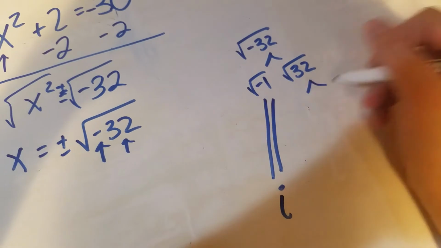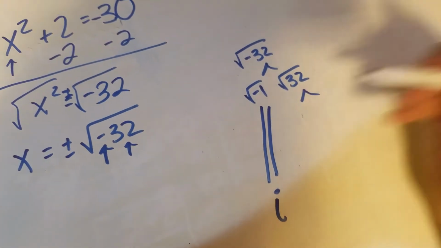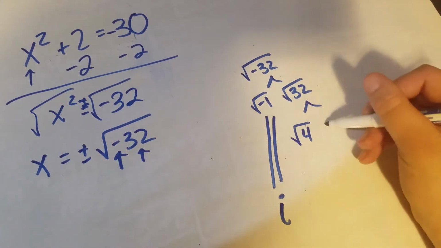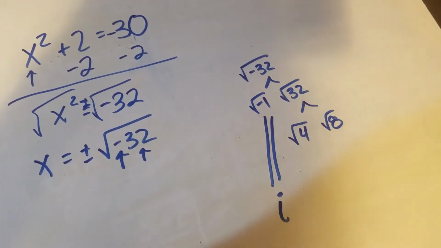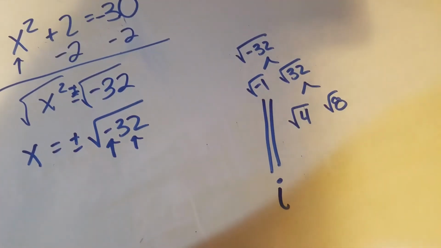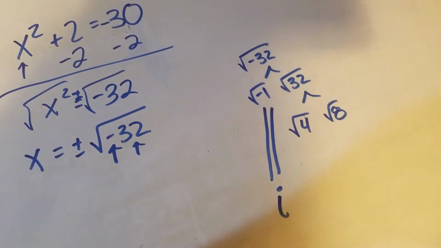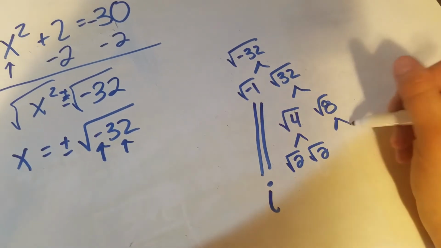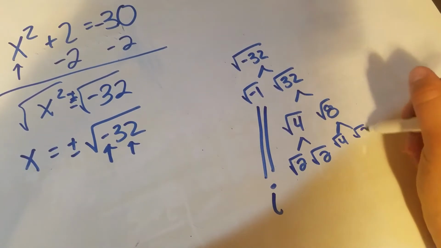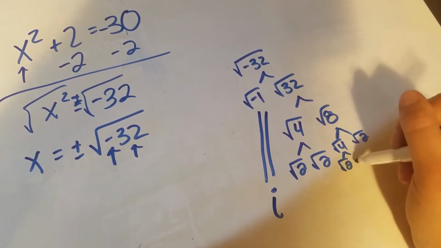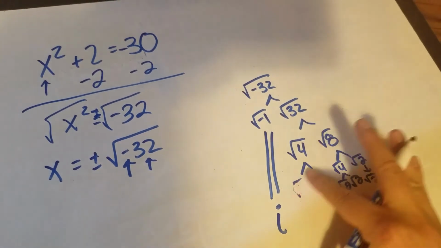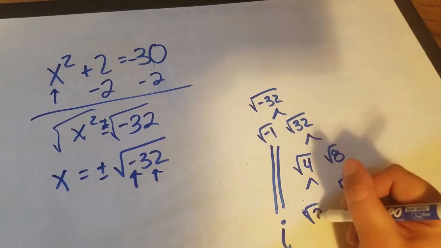Okay, two options for the square root of 32. We can use any factors, such as, I don't know, 4 and 8. Or we can break it down into all prime numbers, which means we would break 4 into 2 and 2, 8 into 4 and 2, and then 4 back into 2 and 2. I'm going to just bring everything down on one line.